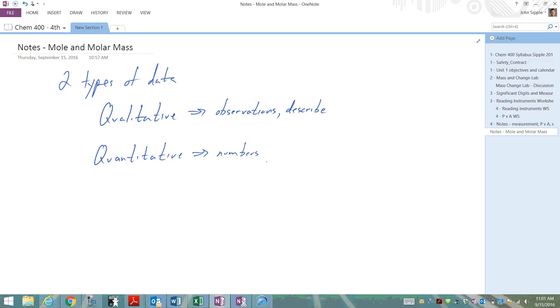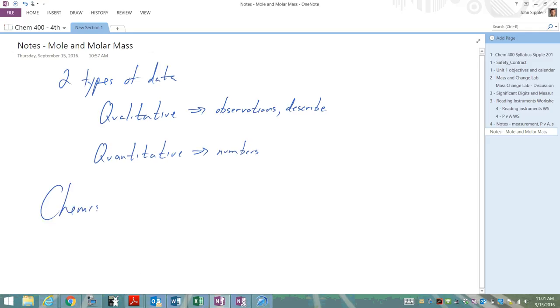In terms of chemistry, which of the two do you think is the one we're going to spend a lot more time on? The quantitative portion, right? Chemistry is quantitative, all right? It's very quantitative. Now, do we take observations, trying to describe reactions, things like that? Absolutely, right? But chemistry is really quantitative. We do a lot of math in chemistry, okay? Chemistry is very quantitative. We want to measure things and stuff like that.